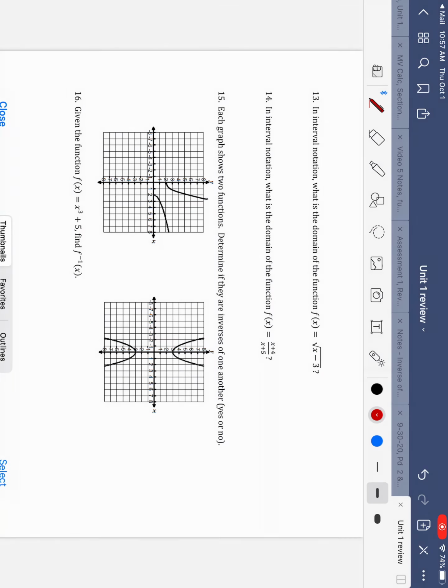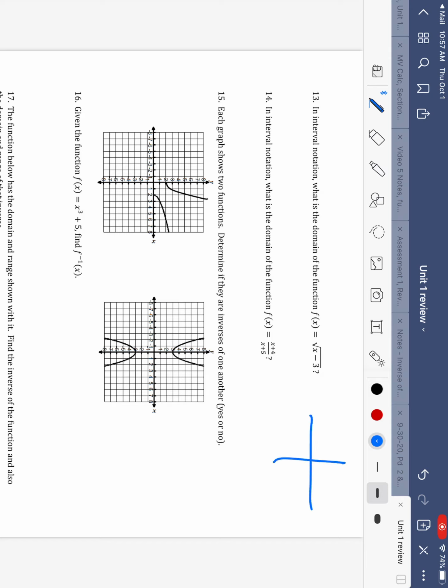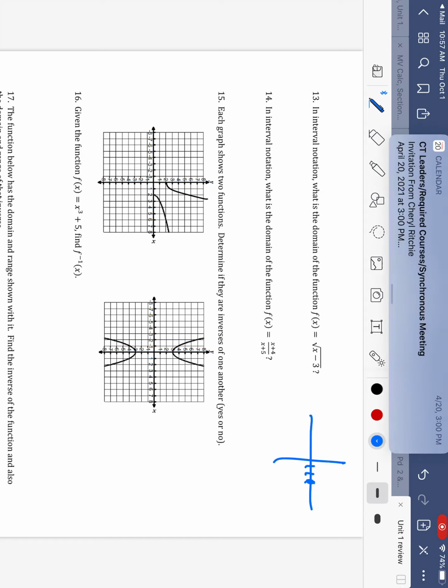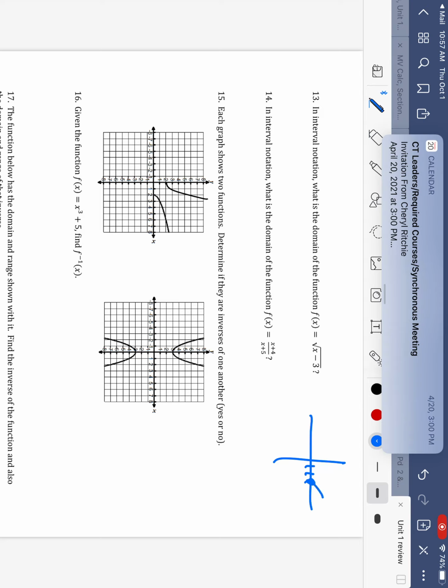All right, and last little bit right here. Interval notation, what's the domain of this function? You could help yourself out a lot here by doing a graph. You can go to Desmos and do that, or you just know that this is a square root function. Normally square root functions are right in the center, but this one's moved to the right 3. So there it is, and it's over to the right.